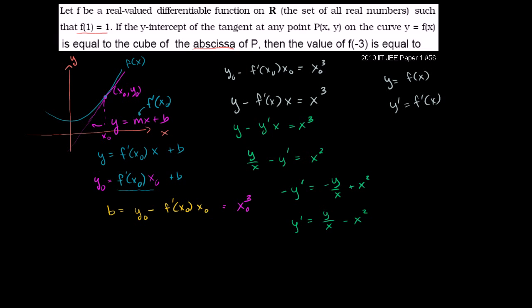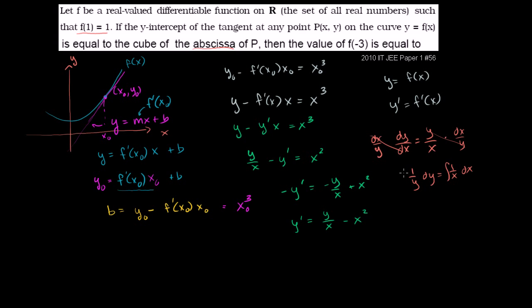And just to inform our intuition, if this was a simpler version, if this was just dy dx, which is the same thing as y prime, equal to y over x, so if this negative x squared term wasn't there, then this would be a separable differential equation. You could divide both sides by y and multiply both sides times dx. These would cancel out, those would cancel out, and you'd get 1 over y dy is equal to 1 over x dx.